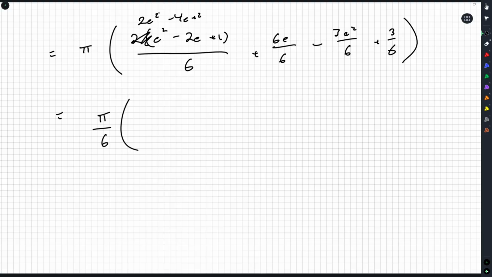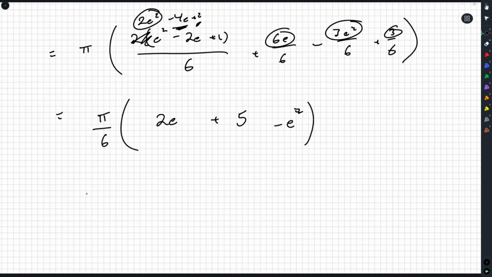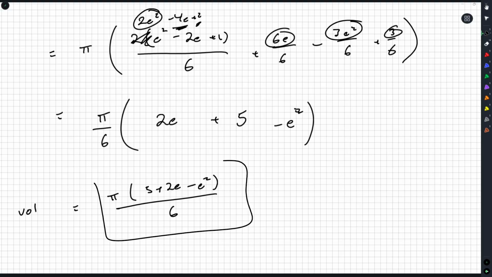So we got 2e squareds minus 3 of those e squareds. So we'll say minus e squared at the end here. Minus 4e's plus 6 more of those e's, so that's 2e. And then we had 2 plus 3, so that'd be plus 5. So there we go. There's our final answer. There's a couple ways we could write this volume. Maybe pi (5 + 2e − e²) all over 6. All done.